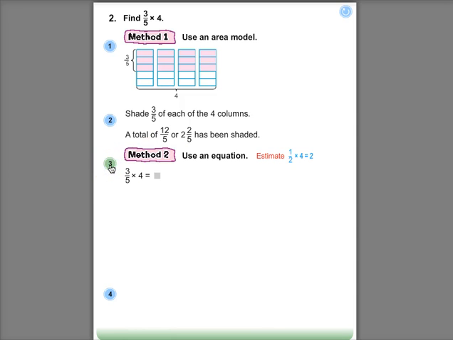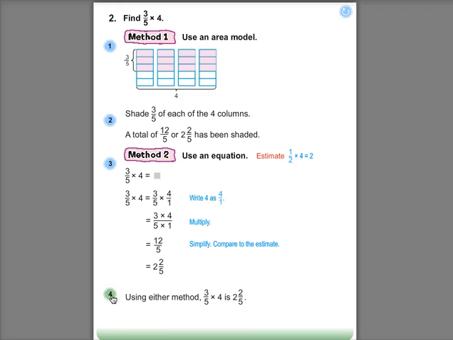Doing it as method 2, doing it as an equation, we have 3/5 times 4. 3/5 times 4 equals 3/5 times 4 over 1. We multiply the top, we multiply the bottom, we get 12/5. Then we need to simplify that by turning it back into a mixed number. Check for reasonableness. And in both methods, we got 2 2/5. Do I expect to see area models? Not necessarily, but I like to show you the visual side of it.